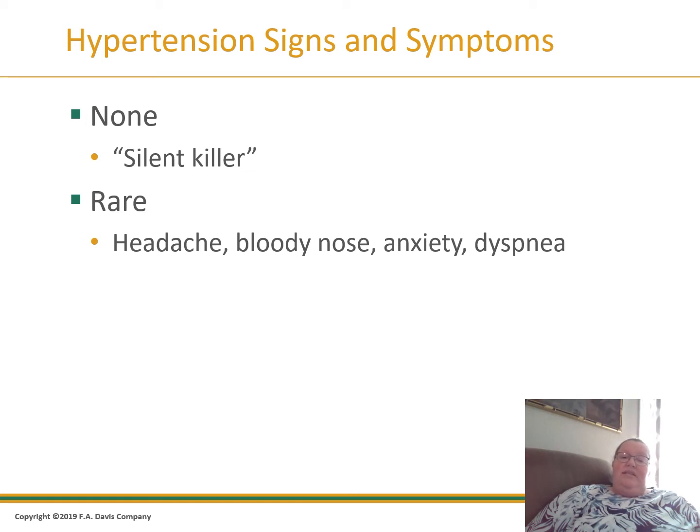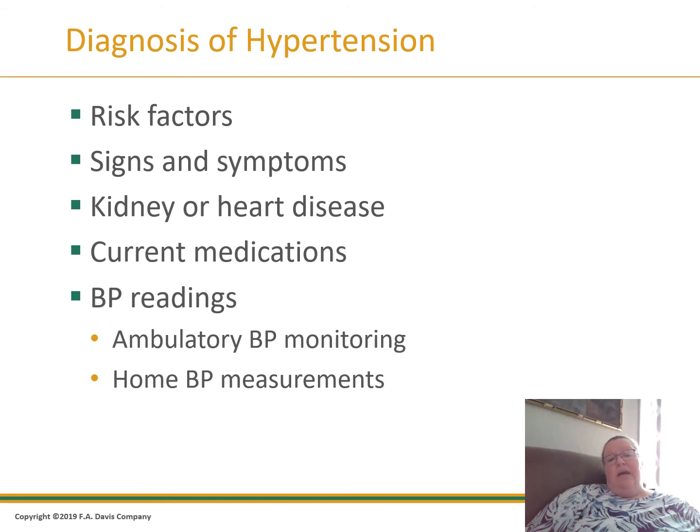So hypertension signs and symptoms, there's really none, right? I mean, it's considered the silent killer. But rare signs and symptoms, especially if you have an intense increase suddenly, can cause headache, a bloody nose, anxiety, and dyspnea. This typically happens when a patient is on blood pressure medication and they stop taking it abruptly. Their body will revolt and go back to hypertension, and their body's been used to not having hypertension for a long time, and then suddenly it jumps up to 200 over 100 and the body did not adjust to that.